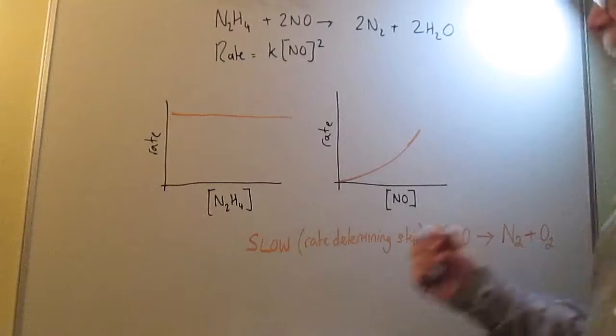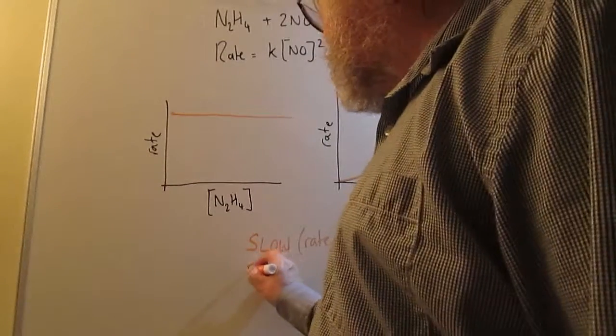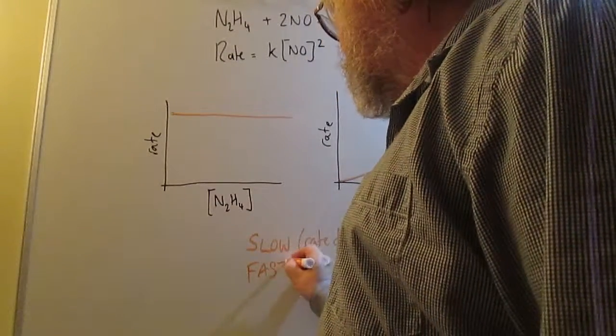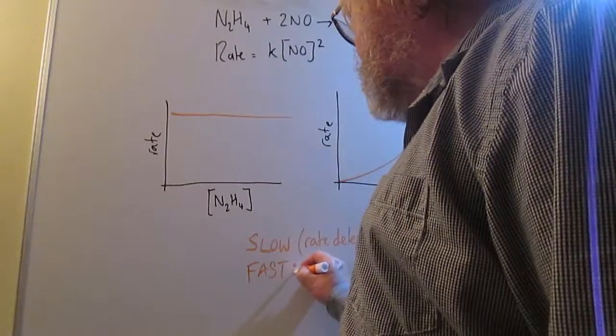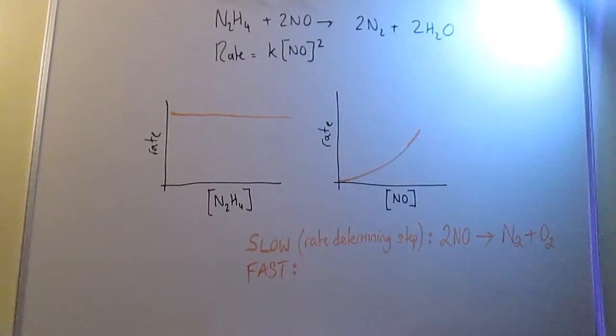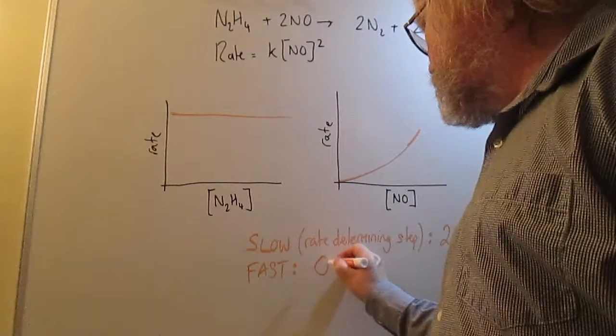So what we've then got to follow that up with is a fast step, which then doesn't control the rate, but it's got to be there to complete the reaction. And we've got to think, well, what do we need to do in that fast step? Well, we've got two things we've got to achieve. First, we've got to get rid of that oxygen, because we can see it's not a product of the overall reaction. So if it's made in the slow step, it's got to be used up again in the fast step. So we can put O2.